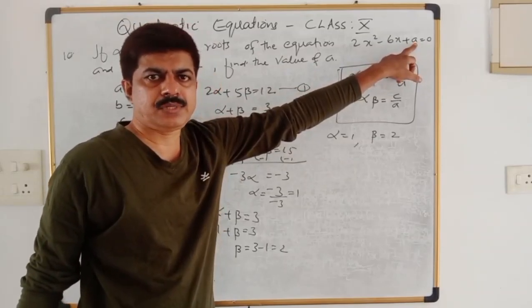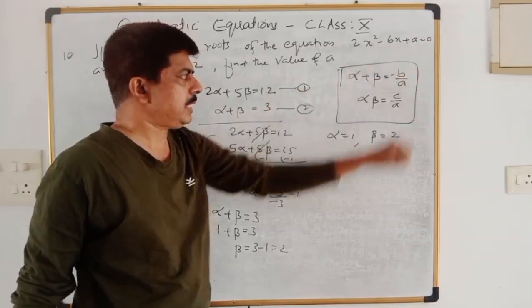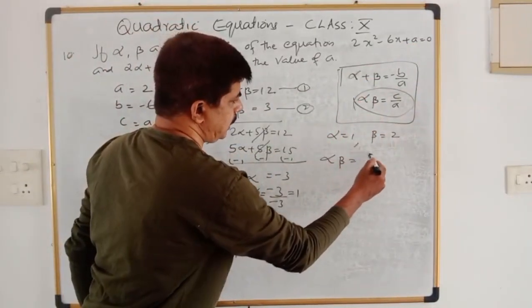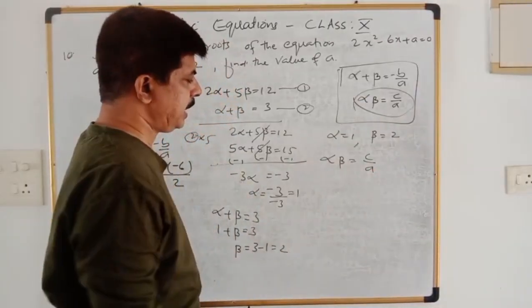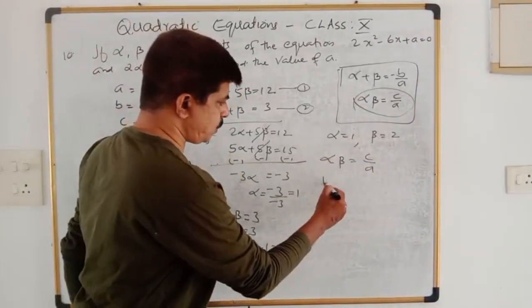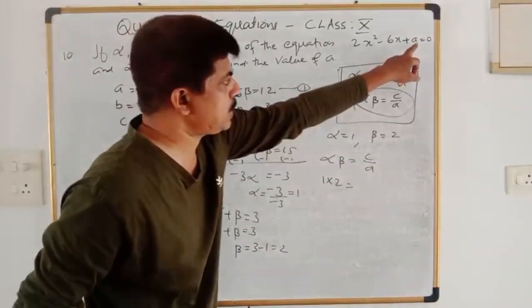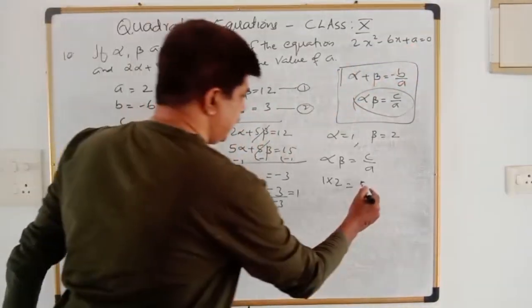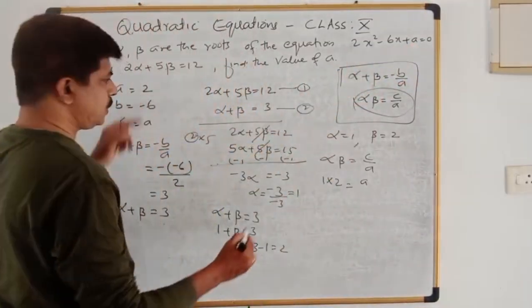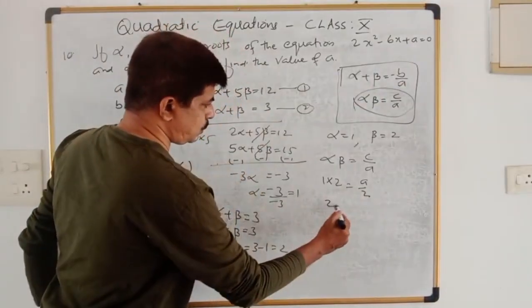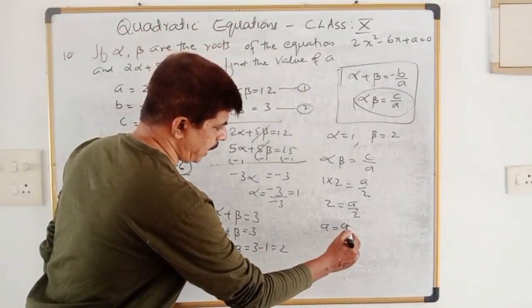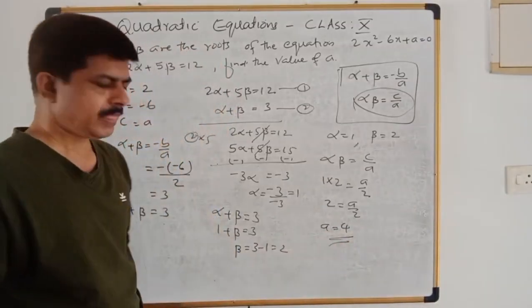Now when you take the coefficients, we know that a is actually c. So let us use this relation: alpha beta is equal to c by a. Alpha and beta we should multiply. In place of c what we have? a itself. c we have already written, no, c is a. And in place of a, what we have? 2. So 2 is equal to a by 2. So we got the value of a is equal to 4.